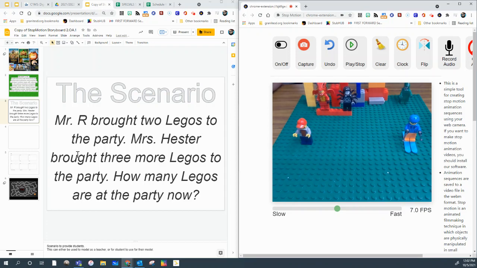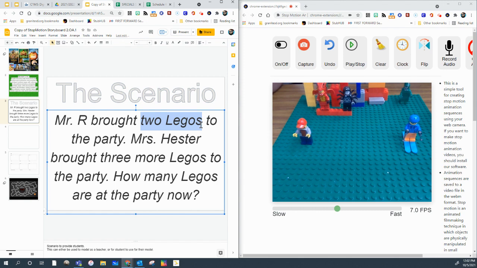Okay, let's look at our scenario here. It says Mr. R brought 2 Legos to the party. It says Miss Hester brought 3 more Legos to the party. We want to figure out how many Legos are at the party now. So let's model this problem using our stop motion animator.